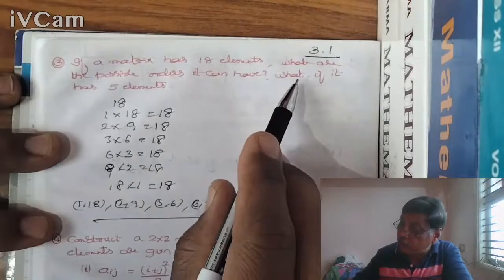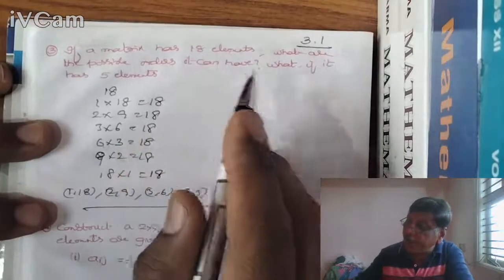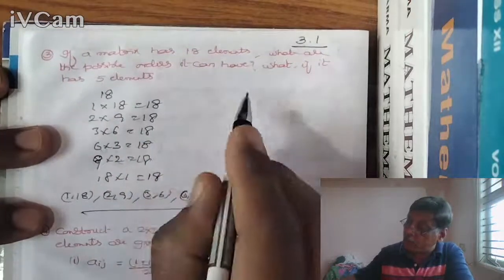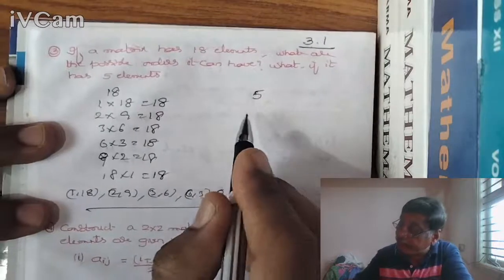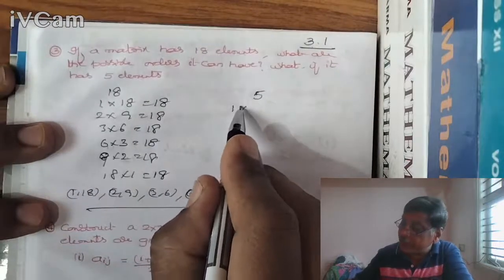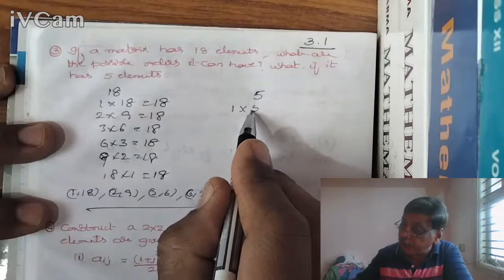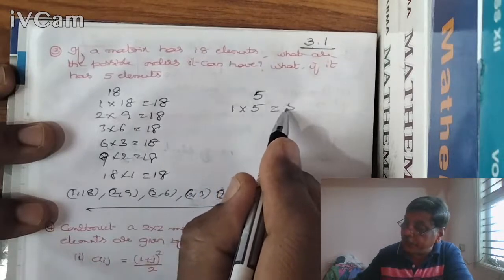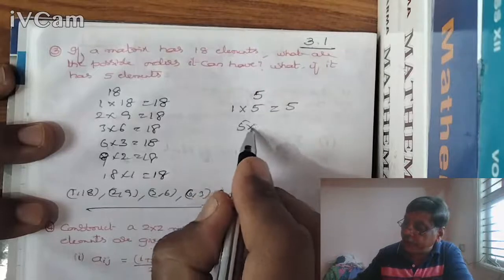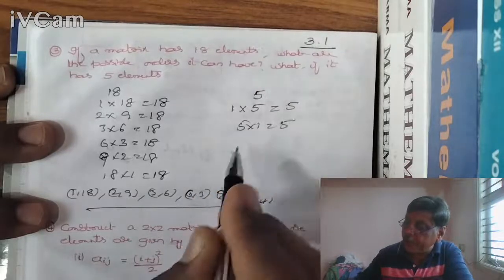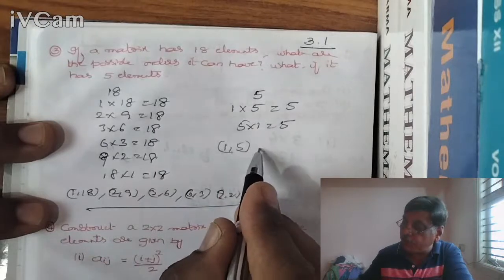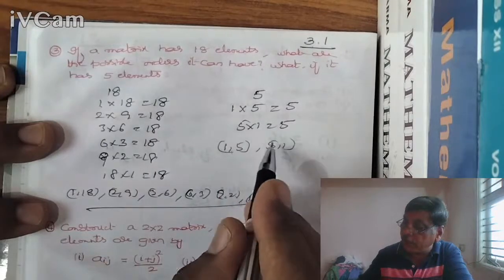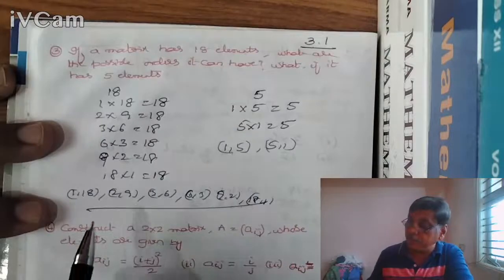Here again one more question. What if it has 5 elements? Since the matrix has 5 elements, we find two numbers such that their product gives 5. Only two possibilities: 1 into 5 equals 5, and 5 into 1 is equal to 5. Therefore, the only possible orders are 1 comma 5 and 5 comma 1. This is question number 3.